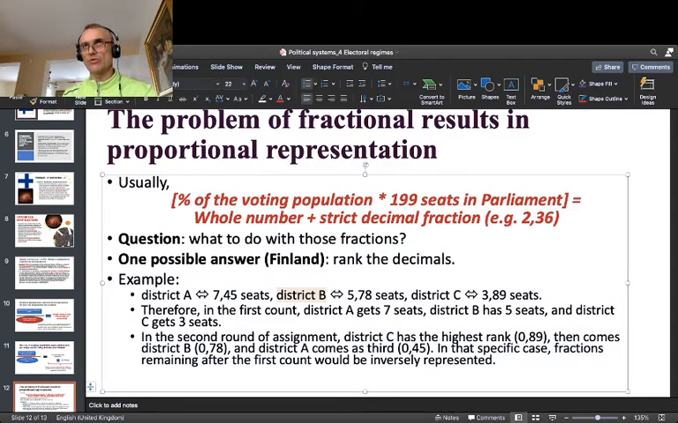In the second round of assignment, District C has the highest rank because it has the highest strict decimal after the decimal point. It has 0.89. Then comes District B, and District A comes third. So in that specific case, with those numbers, the fractions remaining after the first count would be over-represented. Whatever is the remaining number of seats to be divided between those fractions, C would get the greatest number of those seats because they have the greatest fraction after the comma. So we could say that it's like an over-representation of those fractions.